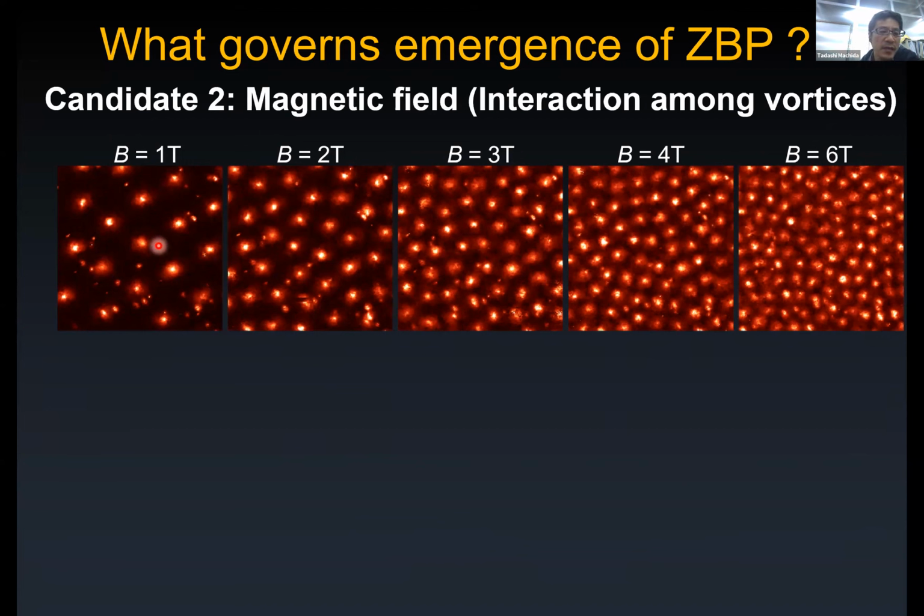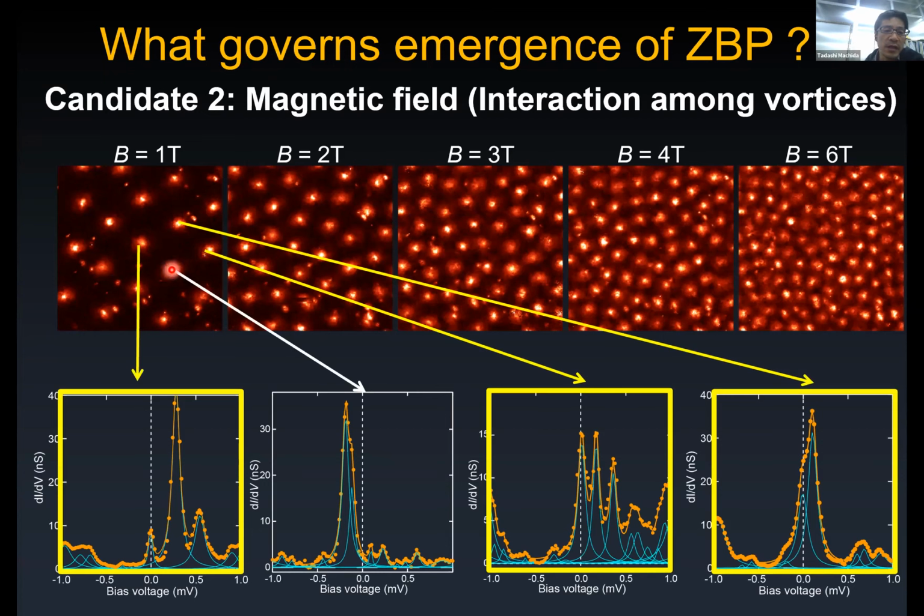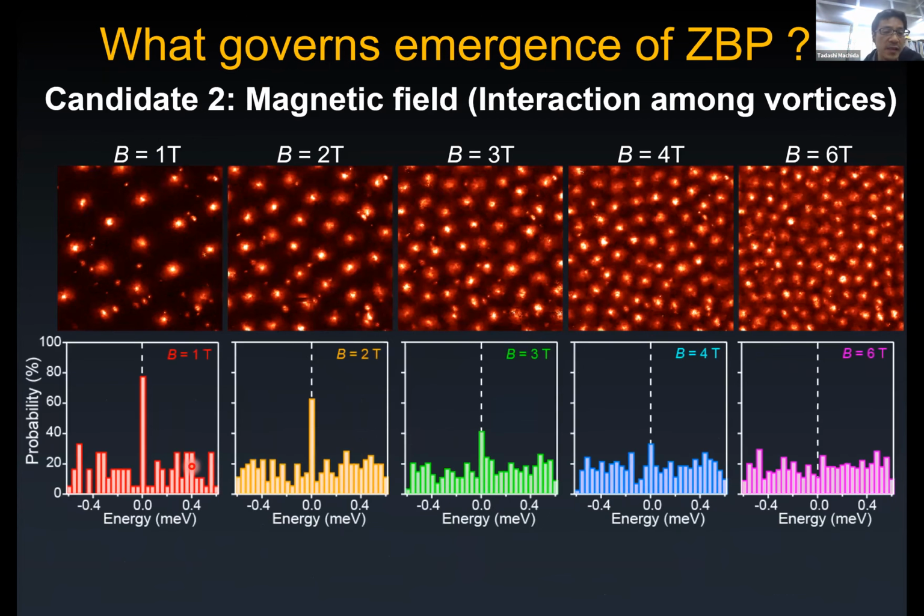And to investigate which vortices show the zero energy peak, we took the tunneling spectrum at all of the vortex cores in this field of view from 1 Tesla to 6 Tesla. There are actually 222 vortices there, but I took the tunneling spectrum at all of the vortex cores. And then from all of the obtained tunneling spectra, we made a histogram of the appearance probability of the peaks at the given energies, shown here.